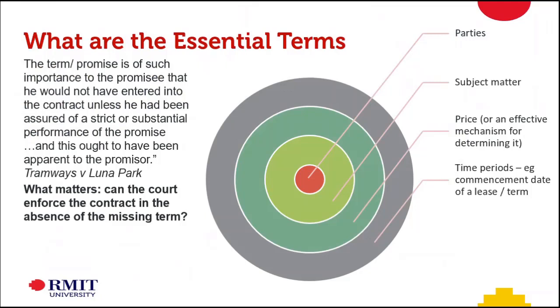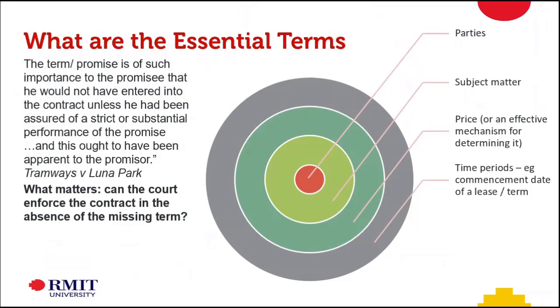The subject matter of the contract, like what the contract's about, who's doing what, that's almost always essential. Price, or some sort of effective mechanism or formula for determining what a price is, not always, but almost always an essential term. And if you've got a contract that isn't just wholly executed in one transaction, is going over a period of time, it is quite usual that the periods of time will also be essential.